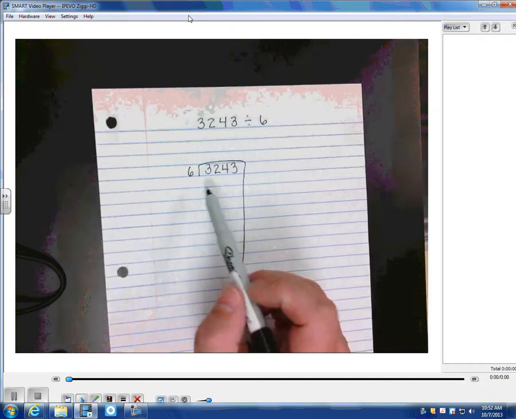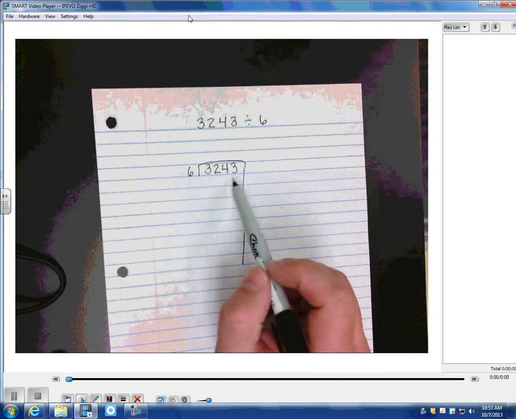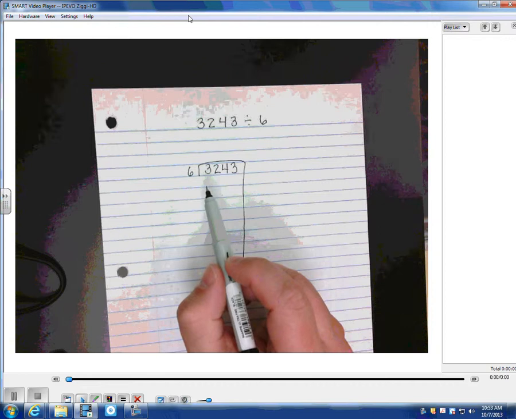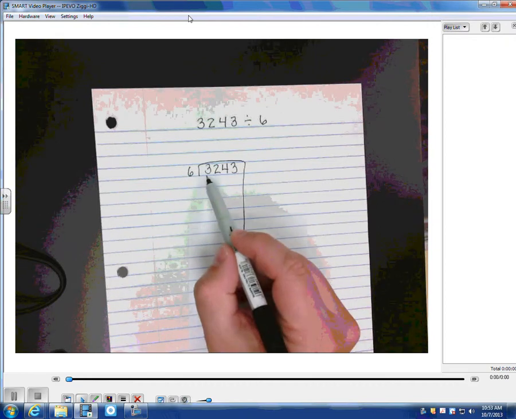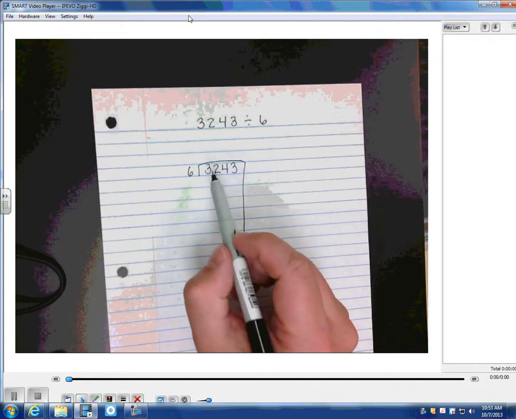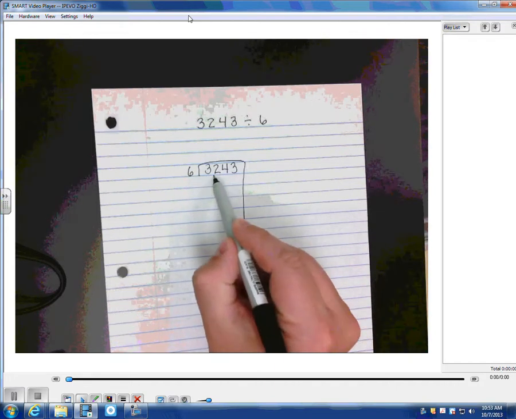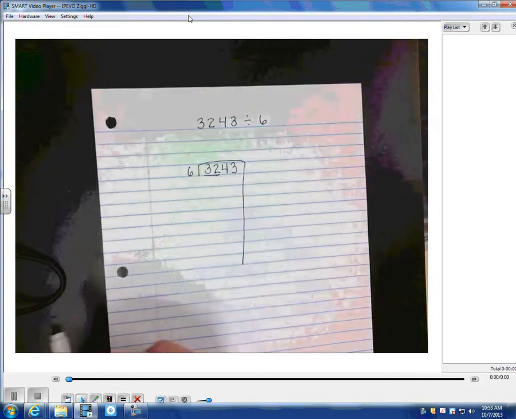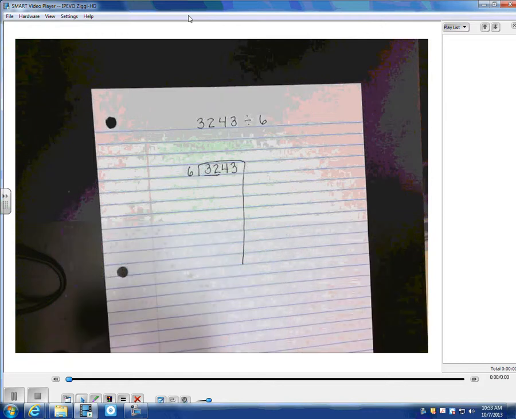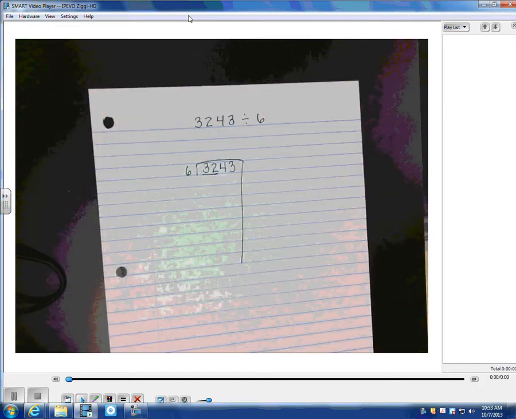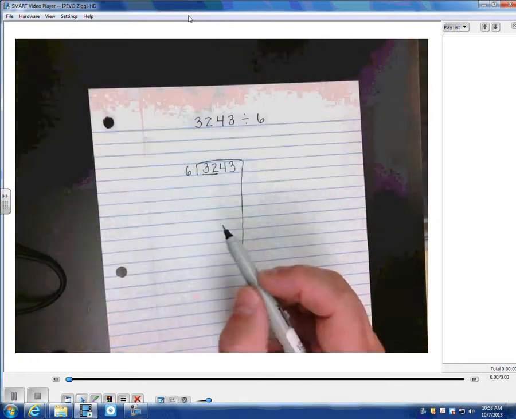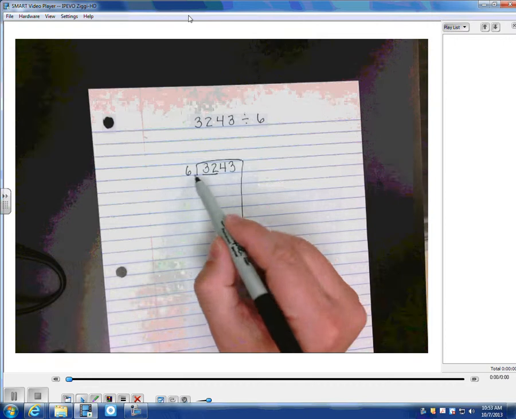So I set it up like this, and there's a big 7. The first thing I ask myself is, can 6 go into 3? And the answer is no, because 3 is smaller than 6. So I ask myself, can 6 go into 32? Okay, and the answer is yes. In this case, if you don't know your facts, you can use a matrix, but it's important that you get the correct fact going into it. So 6 goes into 32 5 times.